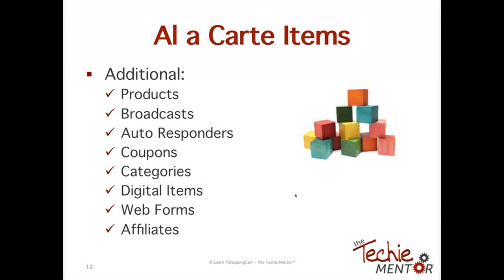And so you could basically put a price, and it really does depend on how long it takes you to get it done. A coupon's like maybe a 5-minute job. It's very simple. An autoresponder is going to take a little longer depending on the number of messages that they want. Broadcast versus a product versus a digital item or a web form. So the cost of your a la carte items really comes back to how long it takes you to get these done.